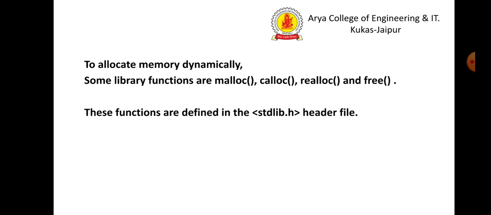Basically, there are three library functions, malloc, calloc and realloc, to allocate memory dynamically. Here one more function, free, is there, that is used to free the space allotted dynamically to a particular file or variable. These functions, malloc, calloc, realloc and free, are all stored in the stdlib.h header file.